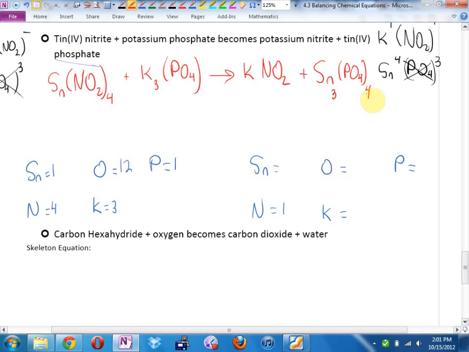So let's fix the right-hand side here. How many tins are there on the right? There's 3. How many N's? Well, the N's were right. Still 1. How many O's grand total? Can you see it? Where's 18 from? You're right. So 16, 17, 18. Nice.